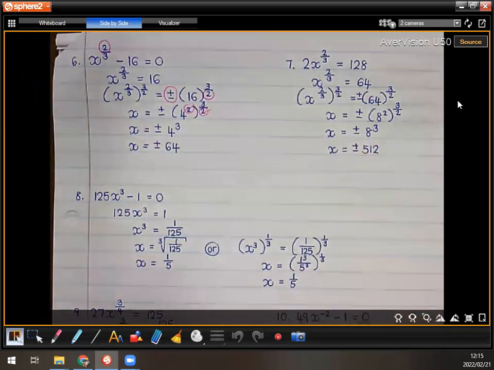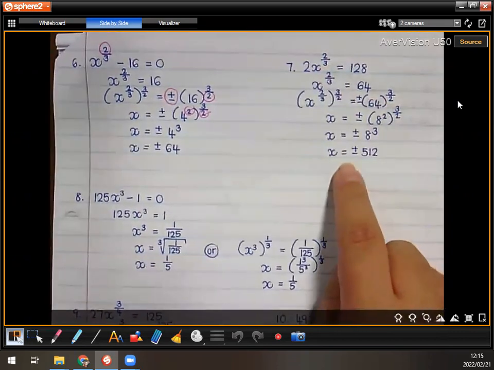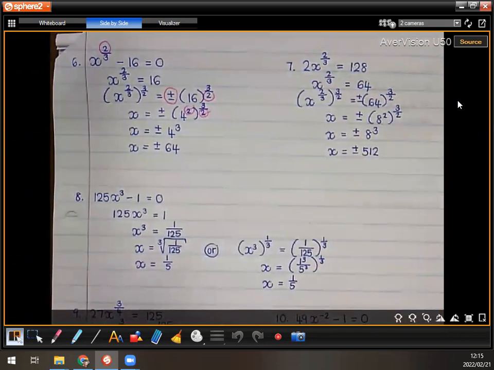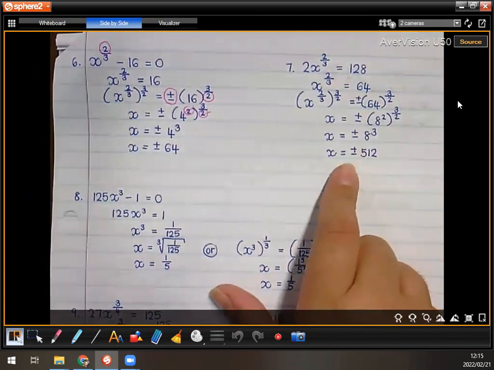Okay, so guys, in number 7, if it said 3 over 2, then your answer must be 16. Okay, thank you for pointing that out. If it said 2 over 3, remember that 2 is even, so you have to have a plus minus 9.